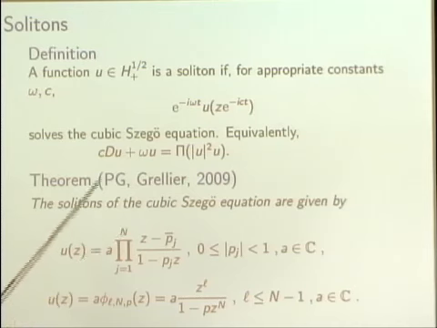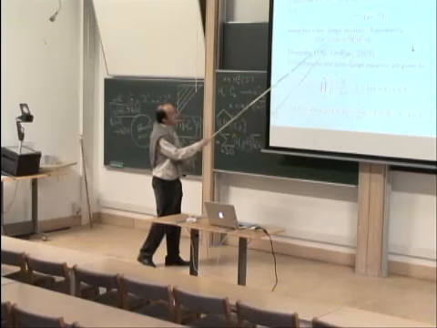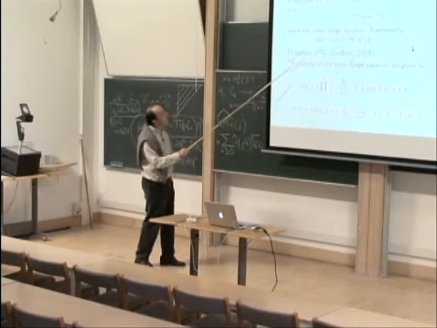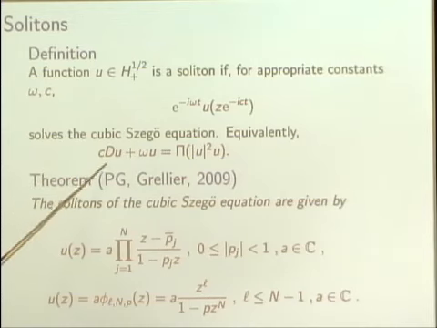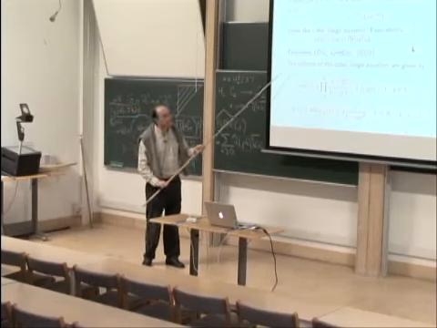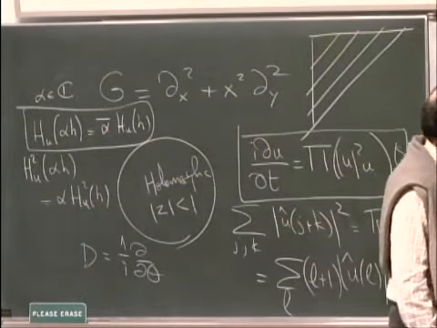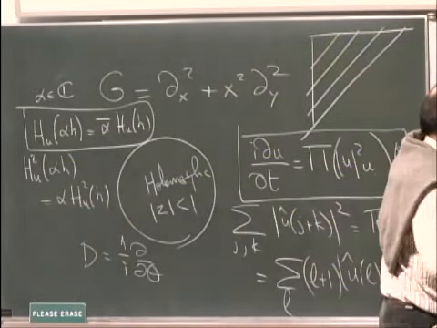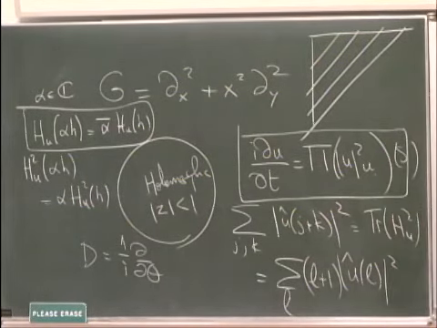So equivalently, they are solutions to this very strange equation, a nonlinear equation. So let me remind you that D is just 1 over I d theta, okay? And it turns out that we can characterize all the solitons of this cubic Szegő equation. Well, they have some properties here. I don't want to comment too much. I don't have time for that.